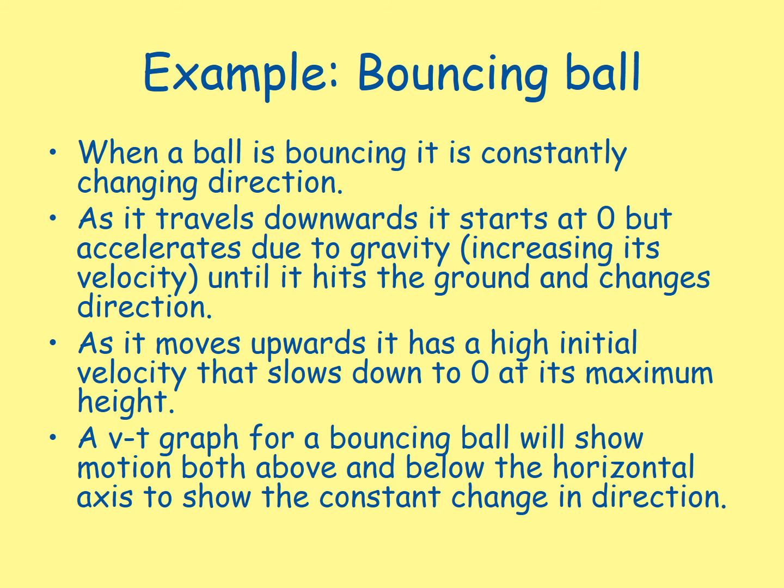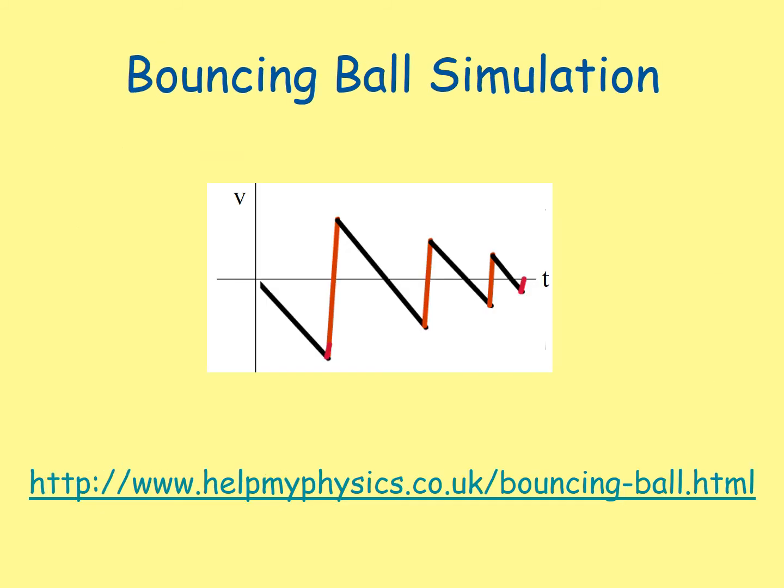A velocity time graph for a bouncing ball will show motion both above and below the horizontal axis to show the constant change in direction. This is what our graph would end up looking like, and if you want to see a simulation of this, you can go to the website on this slide.